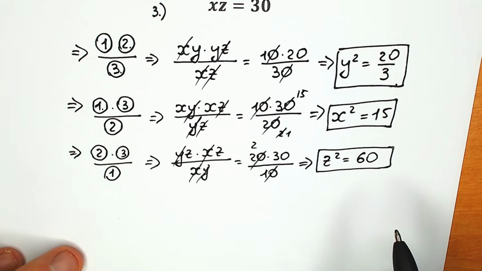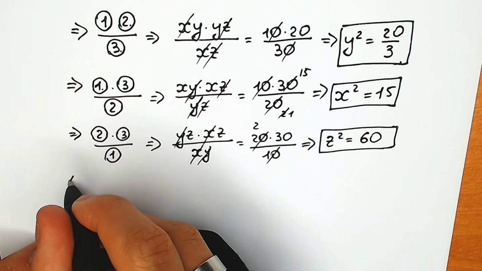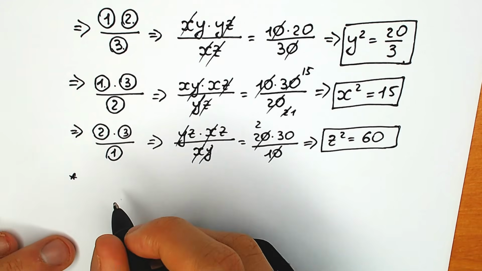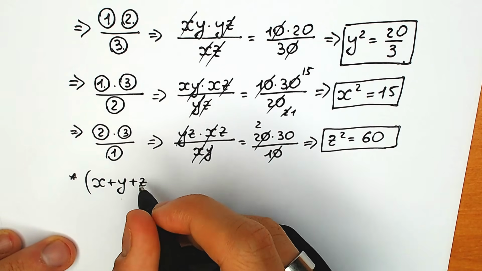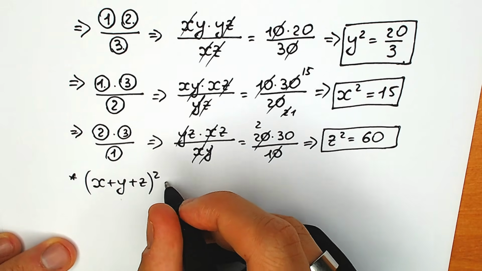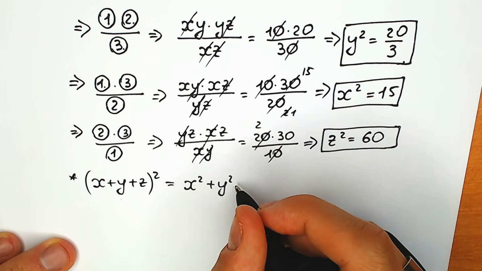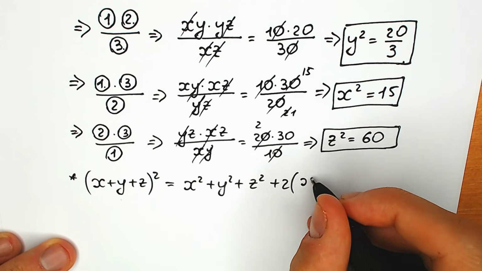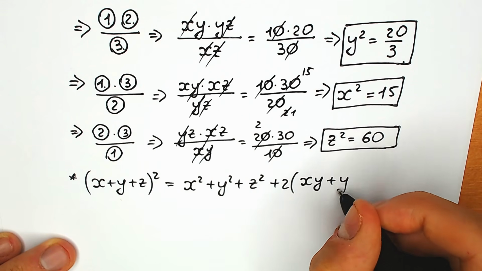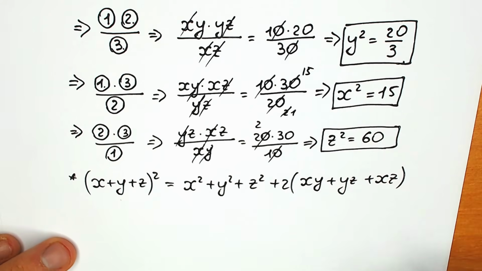So in terms of algebra, there's a really great identity. This is a very helpful identity for us. This identity looks like that. When you have x plus y plus z to the second power, this is equal to x squared plus y squared plus z squared, plus 2 times xy plus yz plus xz. This is a correct algebra identity.